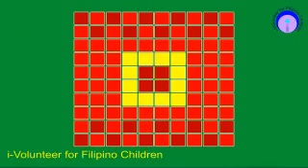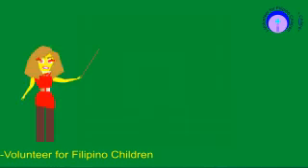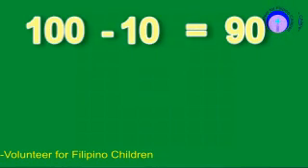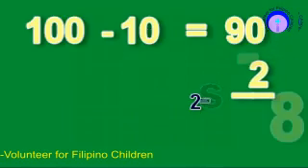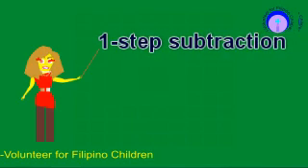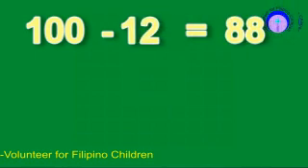May iba pa kayong nakikitang pwedeng technique? Pwede. Marami pa. Bahala na kayo kung ano yung the best technique that you can use in solving the problem. Ngayong alam na natin na yung yellow blocks ay 12, malalaman na rin natin ang number of red blocks. 100 minus 10 is 90, minus 2 is 88. Subtraction can also be done this way, one-step subtraction. 100 minus 12 is 88.